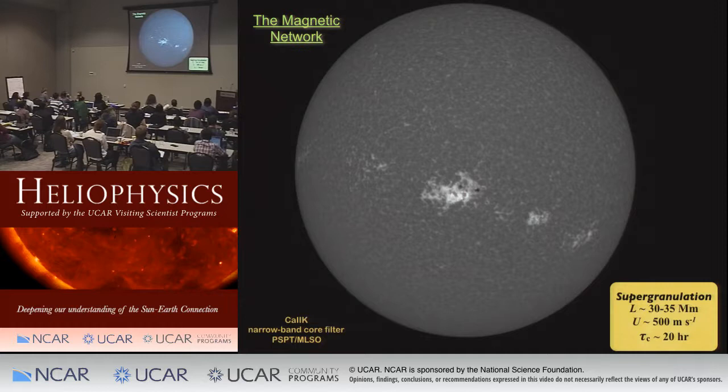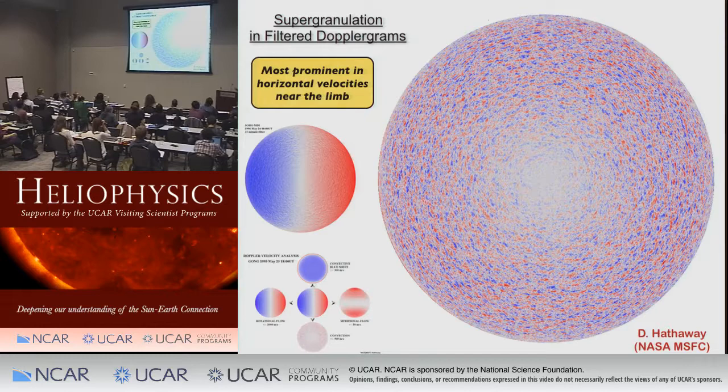Turnover time scale here, so the supergranulation cells proceed almost as if the sun wasn't rotating, they would probably look very similar. But you're starting to get to the scales where rotation makes a difference. You can also see these in Doppler measurements.